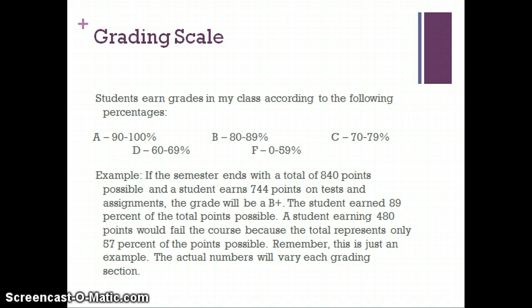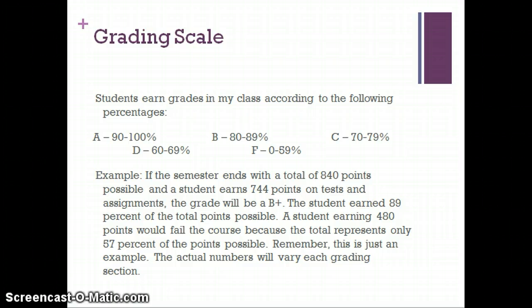I work on a points system. I do not do a percentage weighted grade. So if the semester ends with a total of 840 points possible and you earned 744 points on tests and assignments, your grade would be a B+. A student who earned 89%, because you earned 89% of the total points possible. A student earning 480 points would fail the course because the total represents only 57% of the points possible.